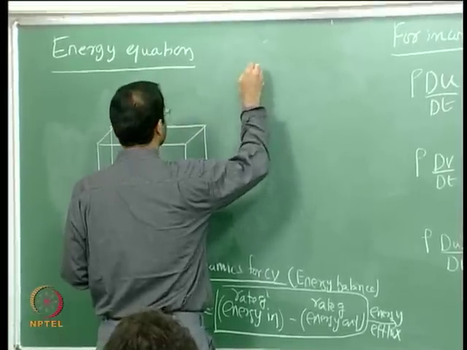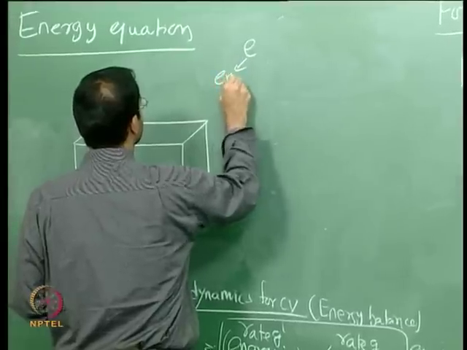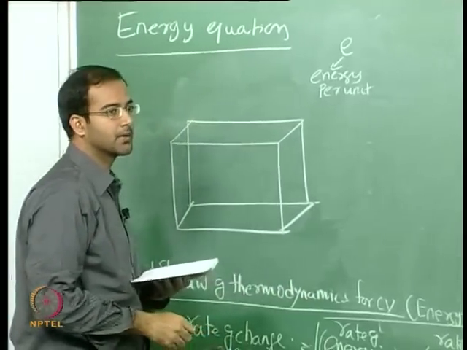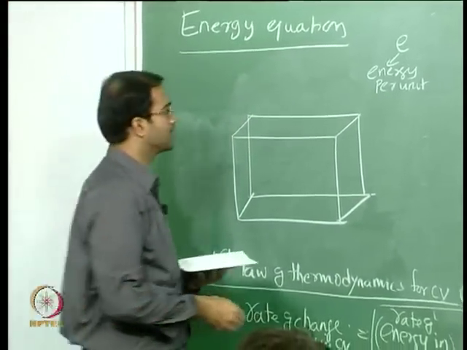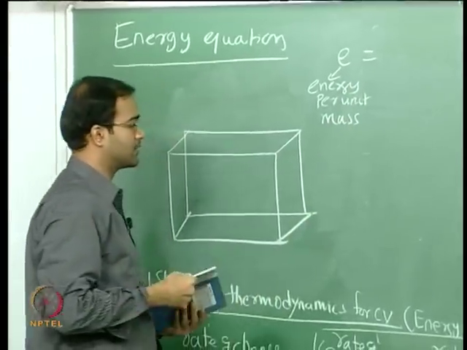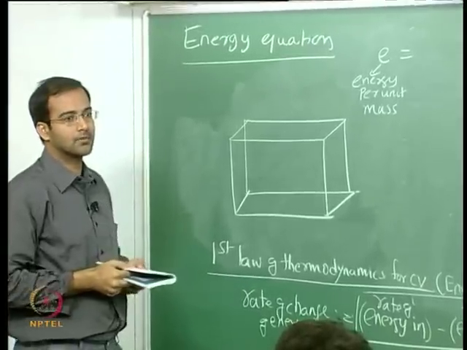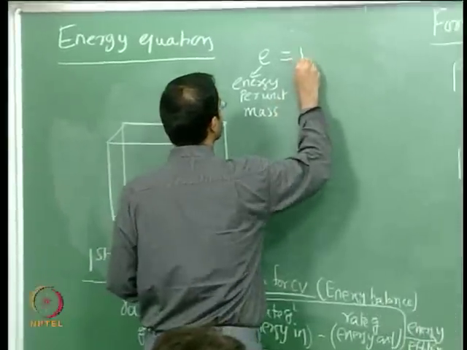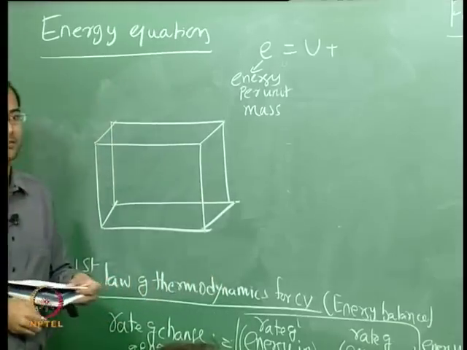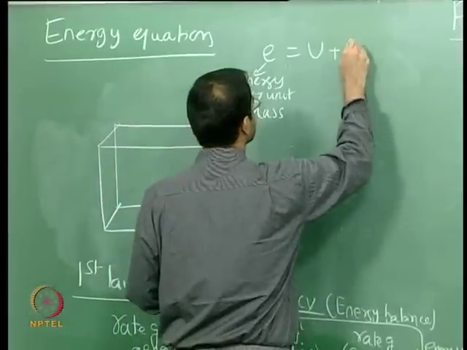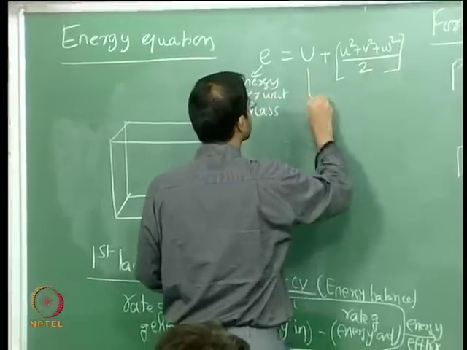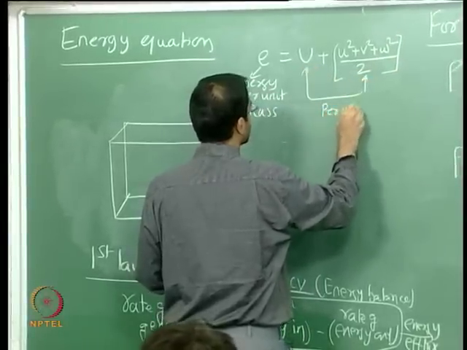You can use the notation E to denote energy per unit, should it be per unit volume or unit mass? Per unit mass, okay. So that should have contributions from what? So suppose if you look at the energy of a system, so the total energy has contributions from its internal energy, let me call that as U. This is the internal energy per unit mass, plus you have the kinetic and potential energy terms, okay. So I am going to put the kinetic energy term here, U square plus V square plus W square by 2. These are per unit mass.